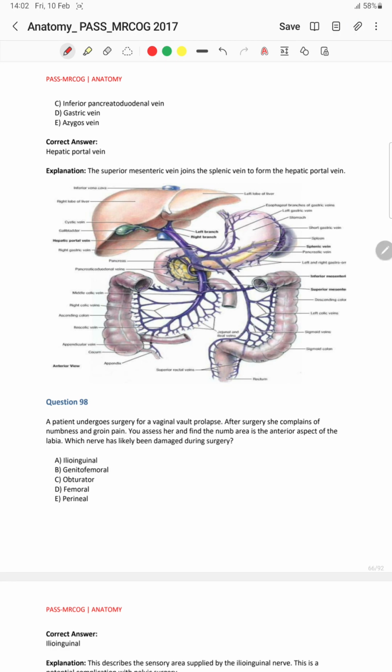Here you go, this is the superior mesenteric vein along with the splenic vein. They are going to form the hepatic portal vein. Sorry, this is the splenic vein, not the inferior mesenteric vein.